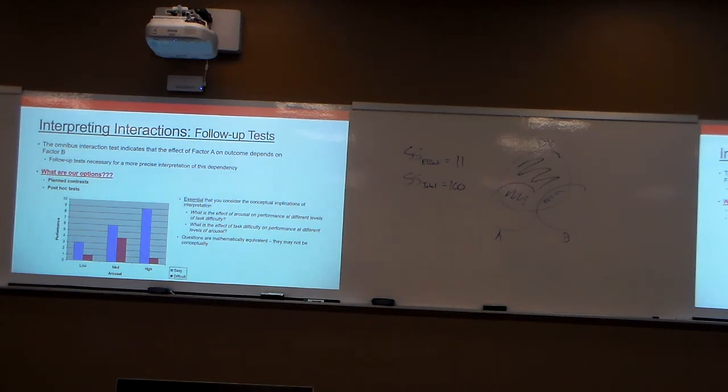A one-way ANOVA, right? We've got 3 different levels, so we can run a one-way ANOVA just for people completing an easy task, and then we can run a one-way ANOVA for people completing a difficult task. Or we can ask, what's the effect of task difficulty on performance at different levels of arousal?